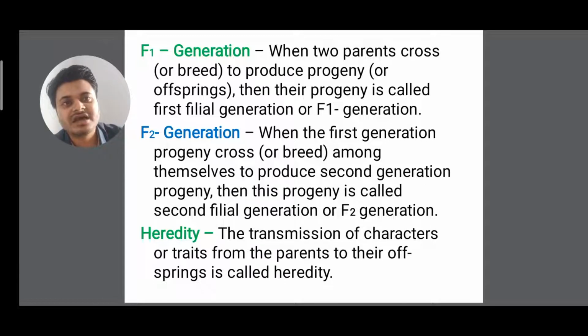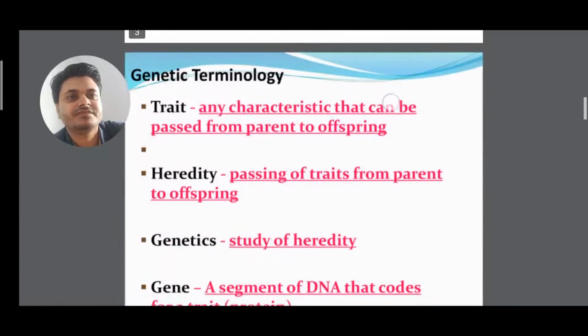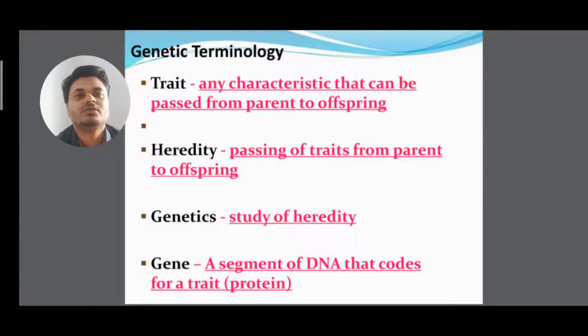So the first parents that are crossing produce the F1 offspring. When these offspring cross with another, that gives the second generation. Now what is heredity? The transmission of characters or traits from parents to their offspring is called heredity. Clear? Now genetics. Genetics is the study of heredity.